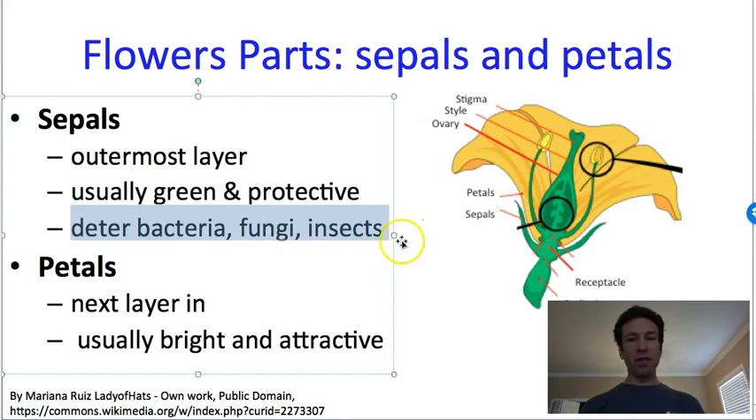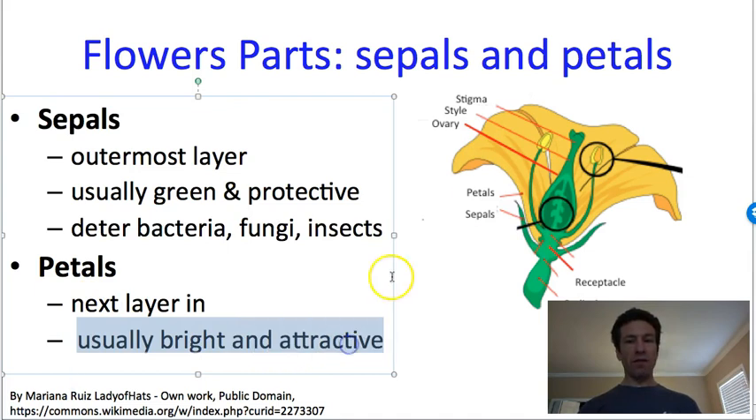In most flowers, then, the next layer in are the petals. And usually the petals are bright and attractive. They're yellow and large on this particular example. And so those are going to be used to attract pollinators.